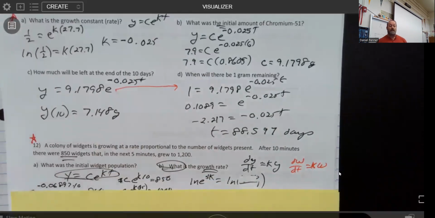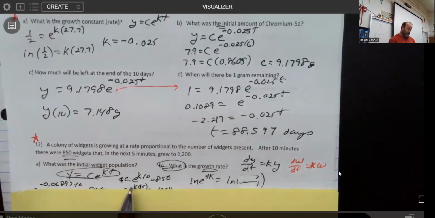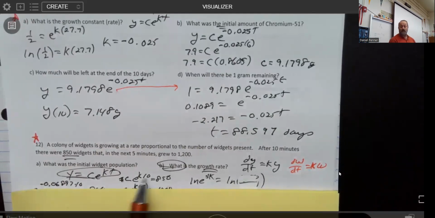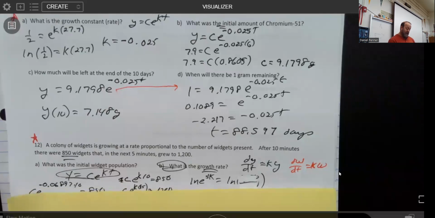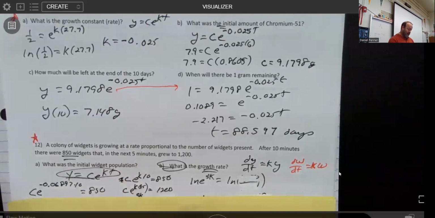And it says, what is the initial population of the widget? And that's because it says after 10 minutes, there was 850. And in the next 5 minutes, it grew to 1200. Well, this was a very silly thing that I did. So I know that in 10 minutes, we had 850. And I don't know what C is, and I don't know what K is. But in an additional 5 minutes, that would be the 15th minute, it grew to 1200. I still don't know C, I still don't know K.